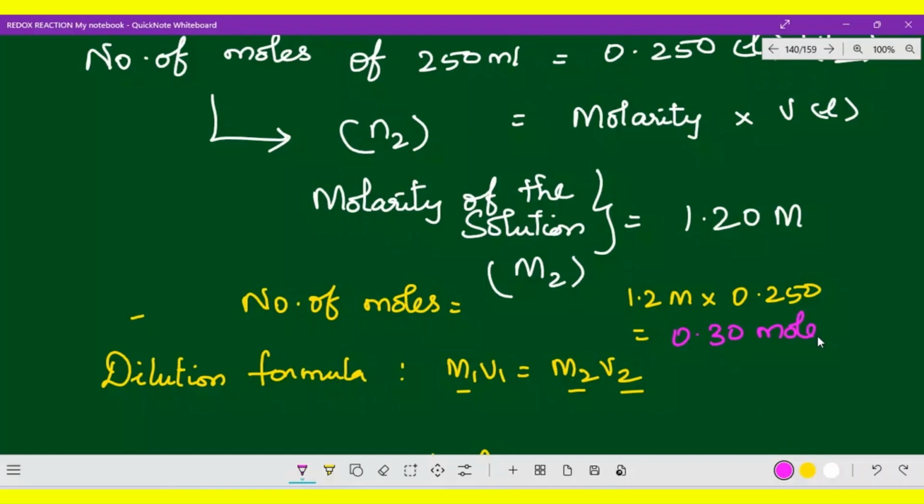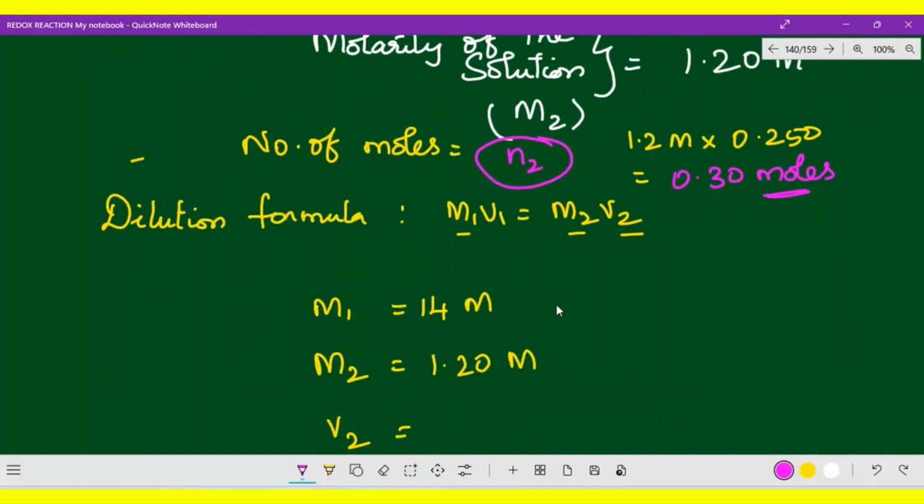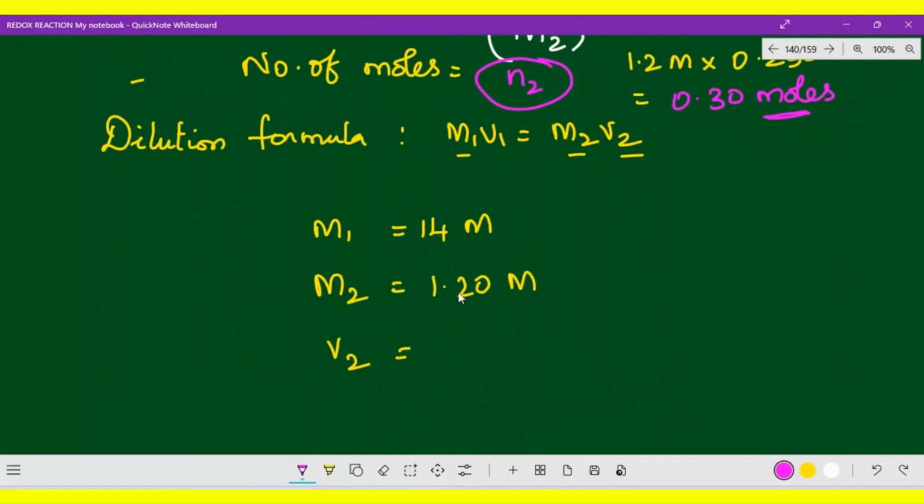0.30 moles, because these moles are very important. We can take this as N2. As I mentioned, this is N2. I just forgot to tell at this point. So as I go for dilution formulas, that is the side I am interested in. Okay, right, fine.